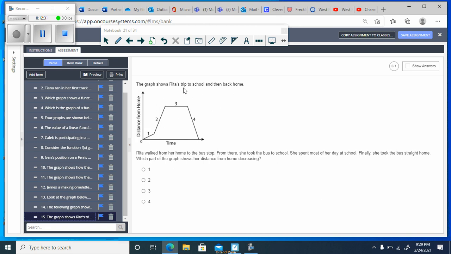The graph shows Rita's trip to school and then back home. Rita walked from her home to the bus stop. Here she is walking. From there, she took the bus to school. Here she is taking the bus. She spent most of her day at school. There she spends her day at school. Finally, she took the bus straight home. Which part of the graph shows her distance from home decreasing? Here's your distance from home. This is the only one where the distance from home is decreasing. That's number 4. Okay? And that covers that homework assignment.